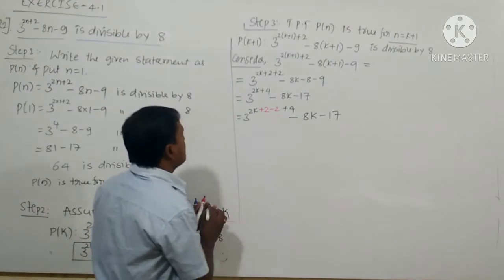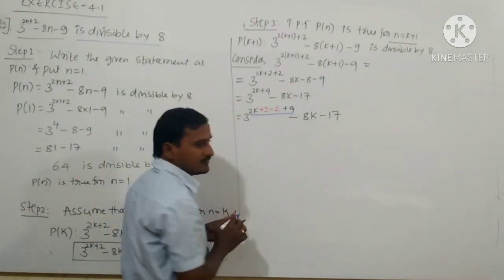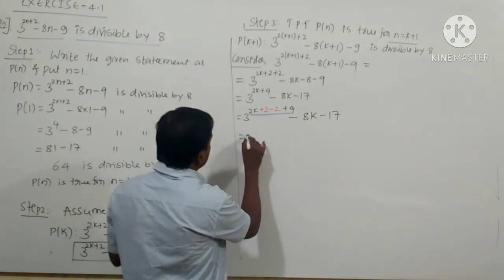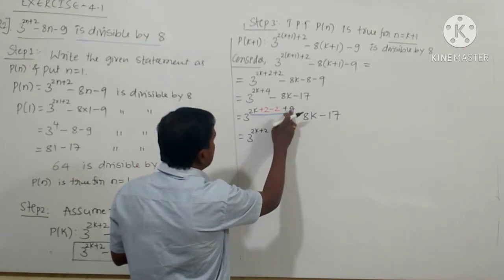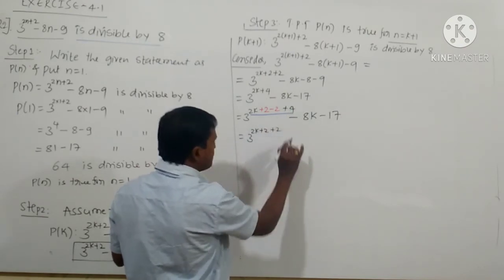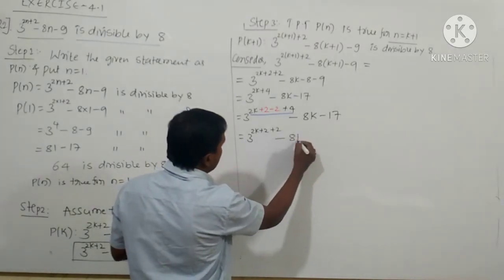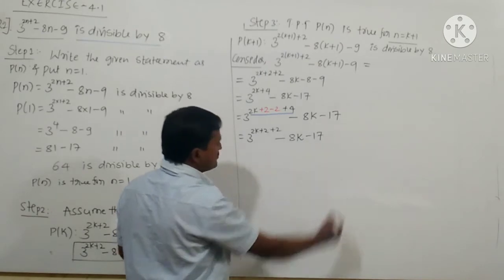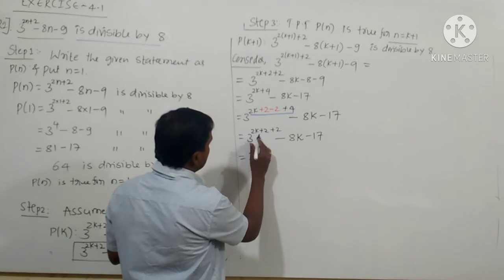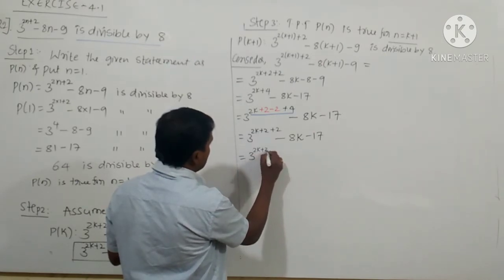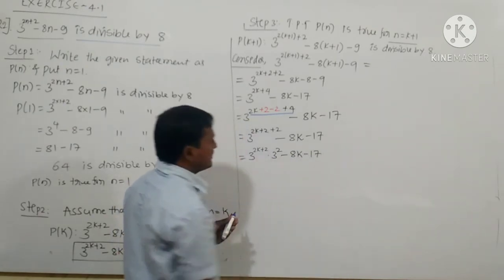So here you have to observe carefully. Here this is one extra term. Again here 3 to the power 2k plus 2 as it is, and here plus 4 minus 2 means, clearly it is 2 only. Minus 8k minus 17. Okay, right. So again 3 to the power 2k plus 2 into 3 square minus 8k minus 17.